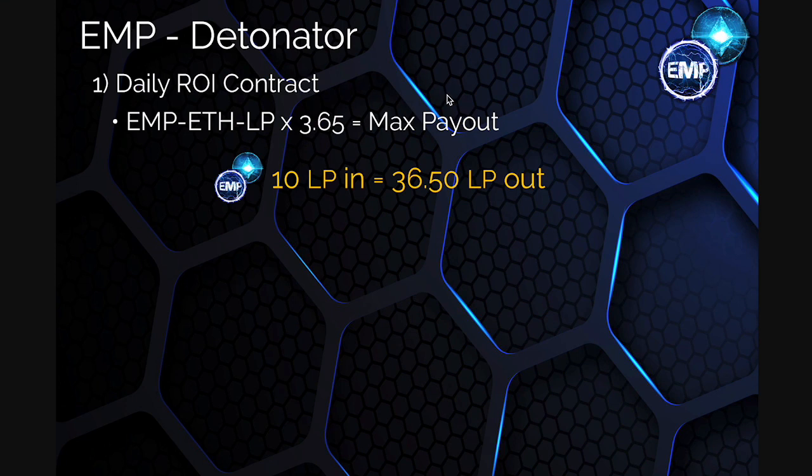Okay, let's continue on and let's talk about what the detonator actually is. It's a daily ROI contract, which means that it pays out rewards every day based on what you have put into it. Here's the basic formula: the EMP ETH LP that you put in, times 3.65, is the max payout. Here's a little example of what that would look like. If you put in 10 LP into the detonator, your max payout over time would be 36.5 LP. EMP ETH LP times 3.65 equals max payout.